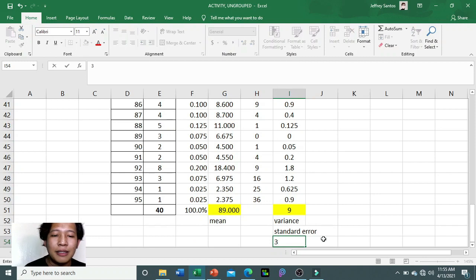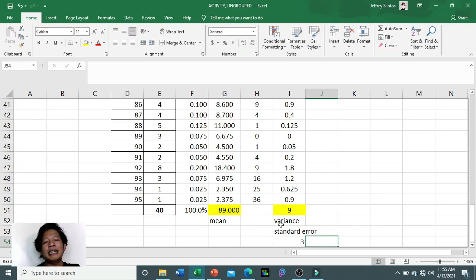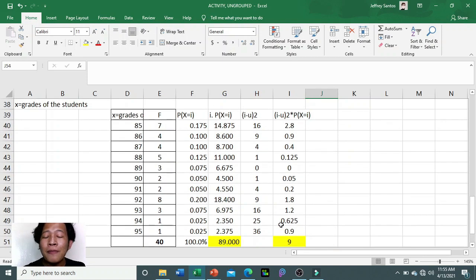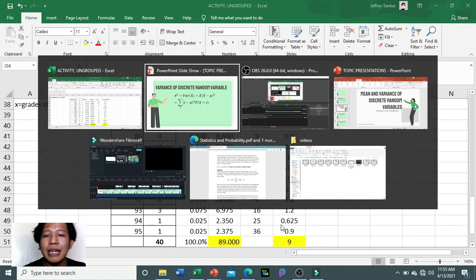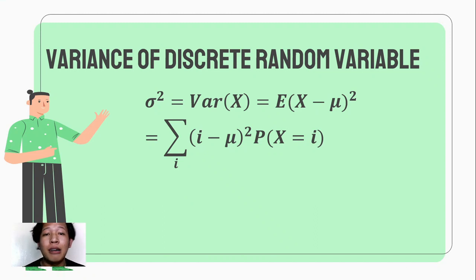So that is our standard error, given the knowledge of the variance. And that's how we get the mean and the variance of a discrete random variable.